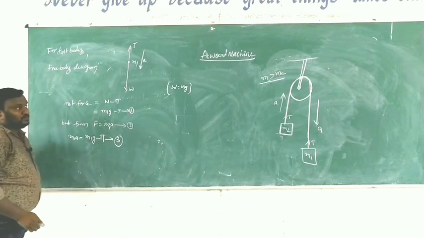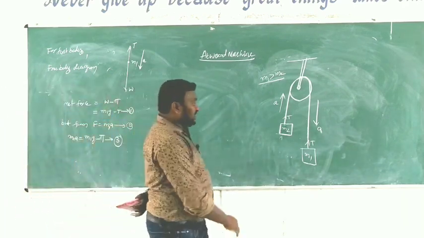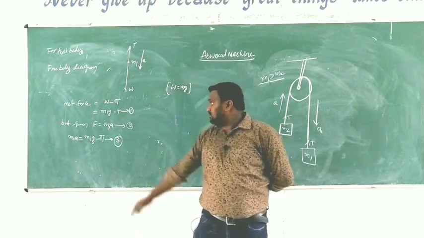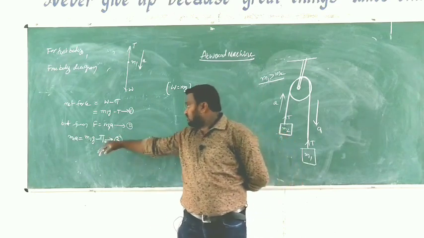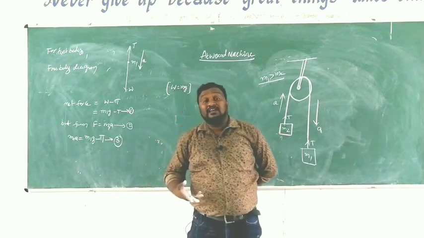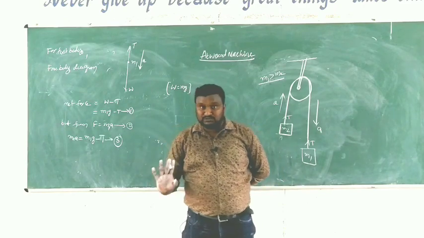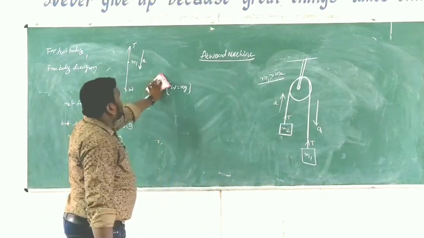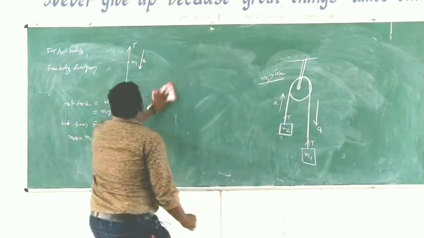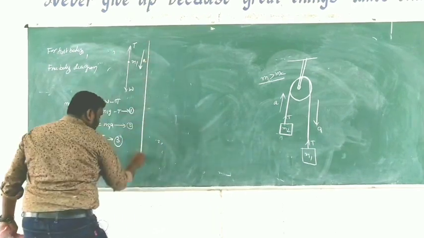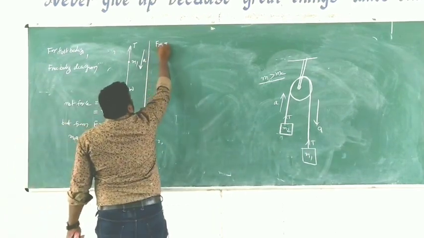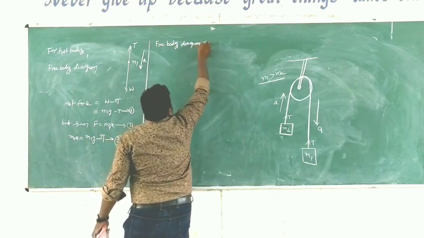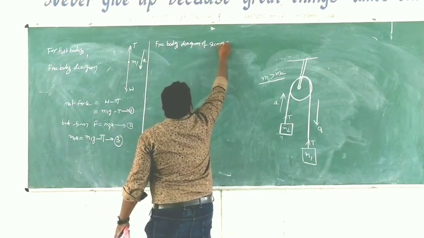Got this point? The object M1 is going downwards, so the weight is more than the tension. The weight is M1g, so the net force is M1g minus T. Why are we writing M1a? According to Newton's second law of motion. So that is about the first body. And now I am going for the second body. Free body diagram of the second body.